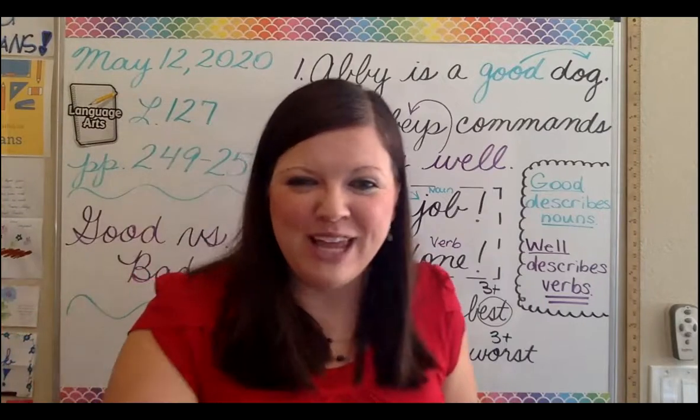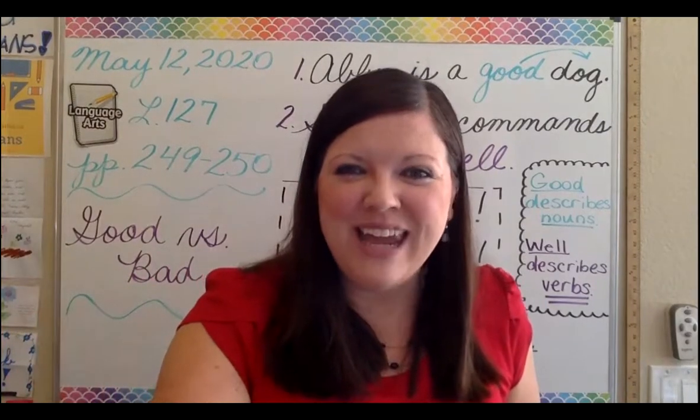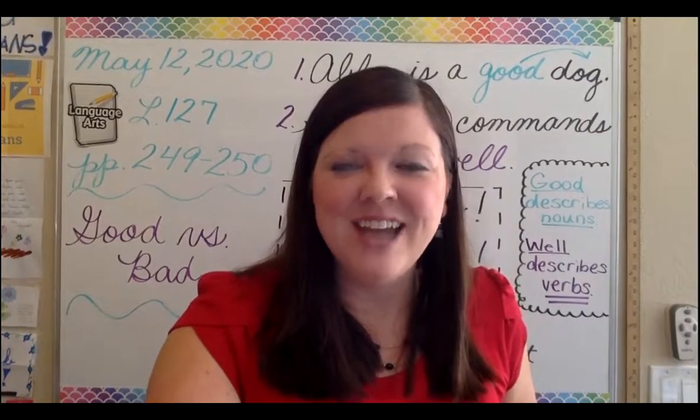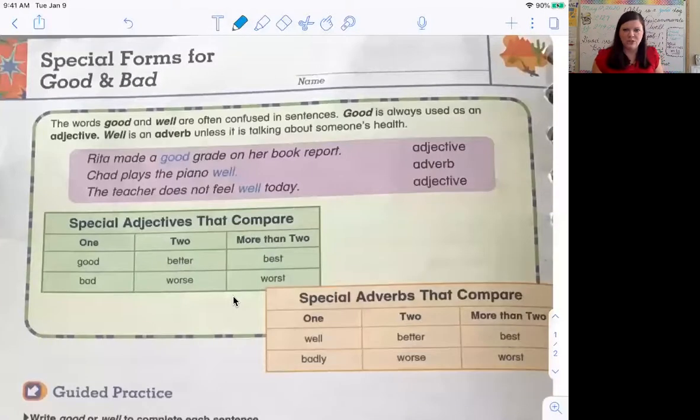Okay, I hope you have your language book out and open. Let's go ahead and get started this morning by looking at the top of that page together. Special forms for good and bad. I just put good versus bad on the board just for a shortcut. But let's take a look at that yellow box. Remember, anytime we see a yellow box, it's kind of like a caution sign saying, I'm important, I'm important.